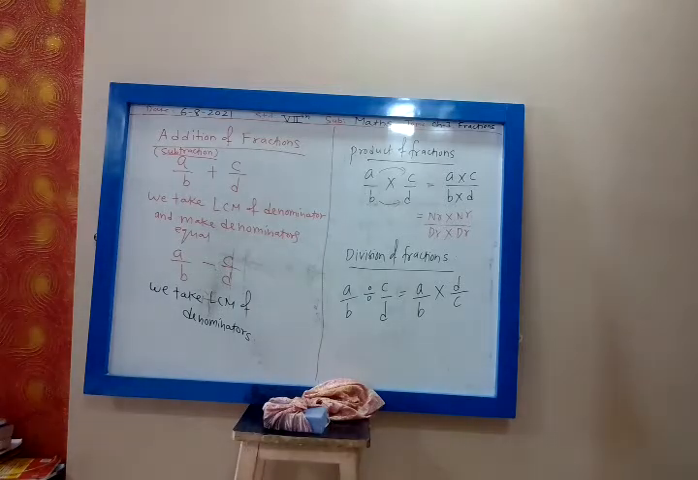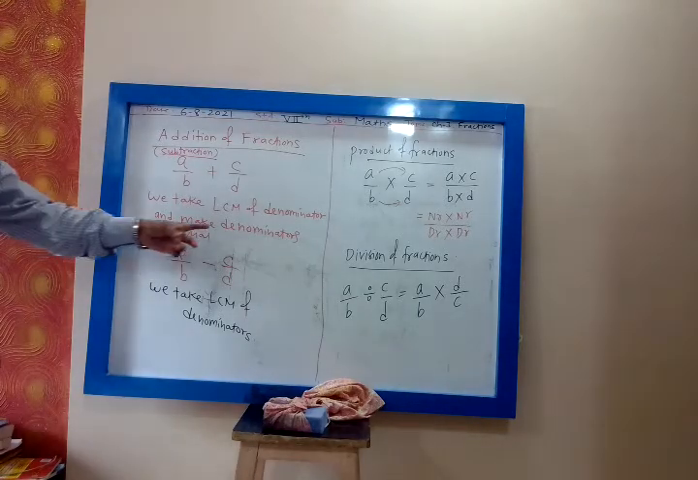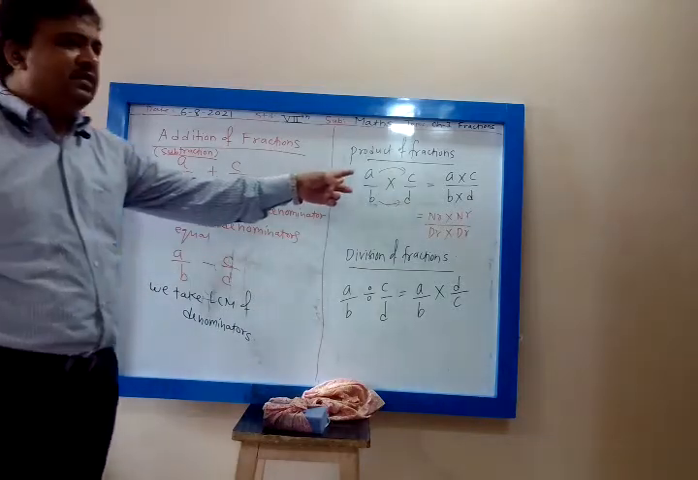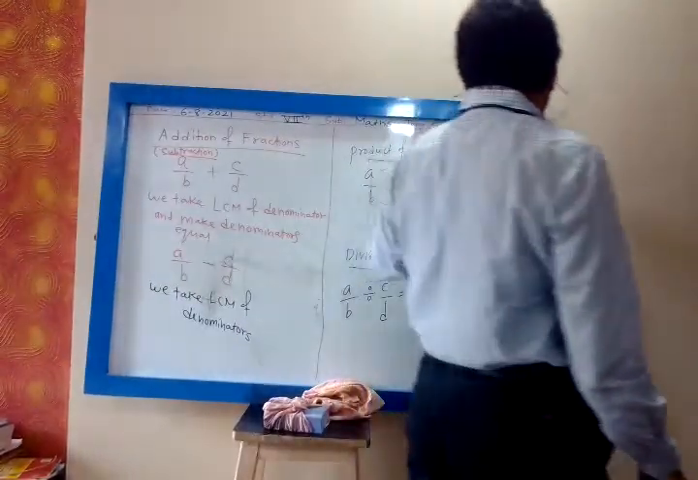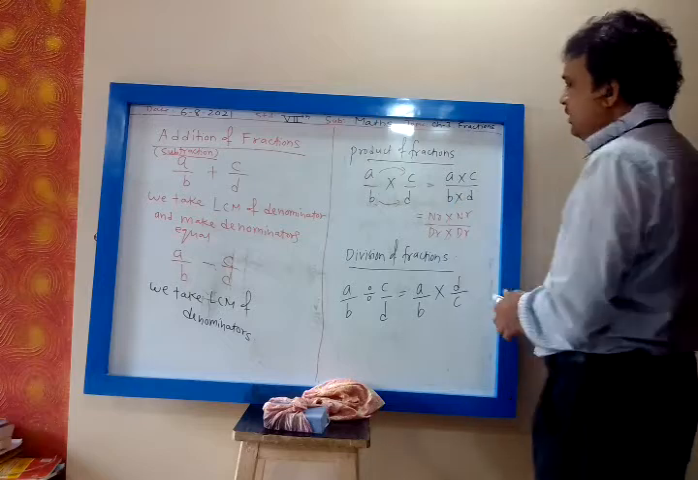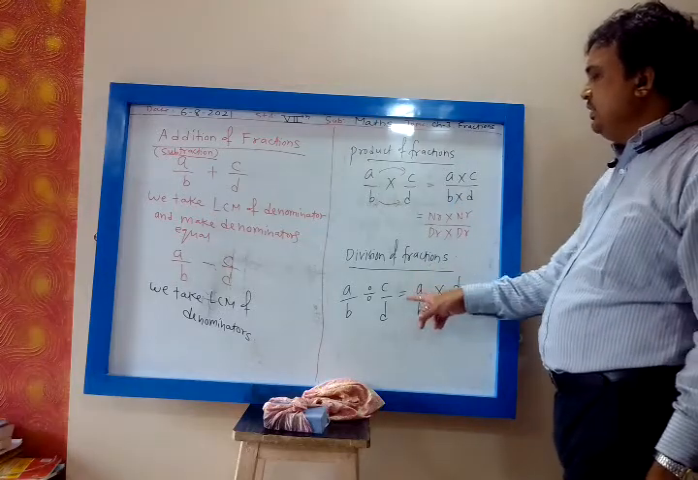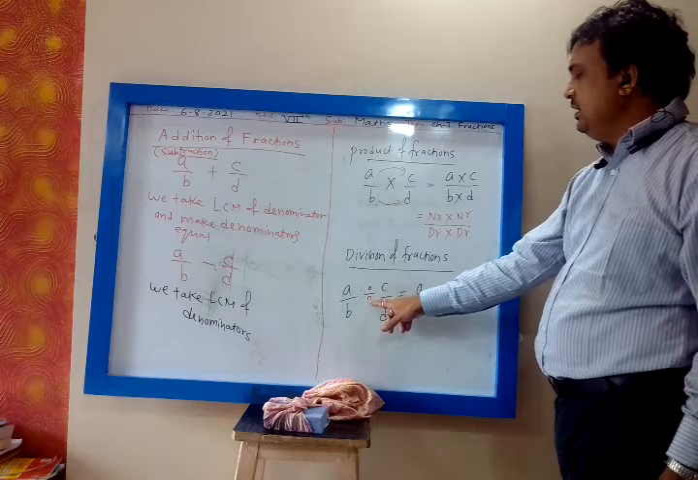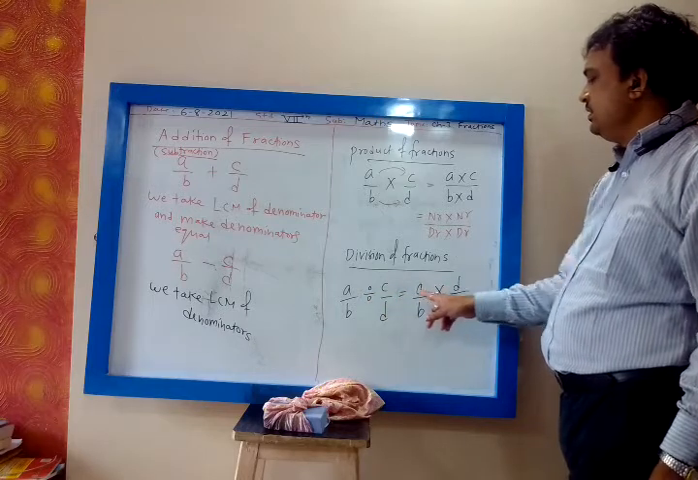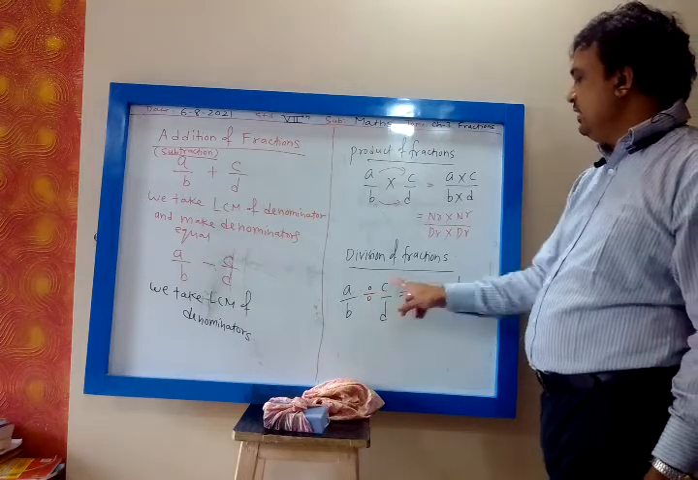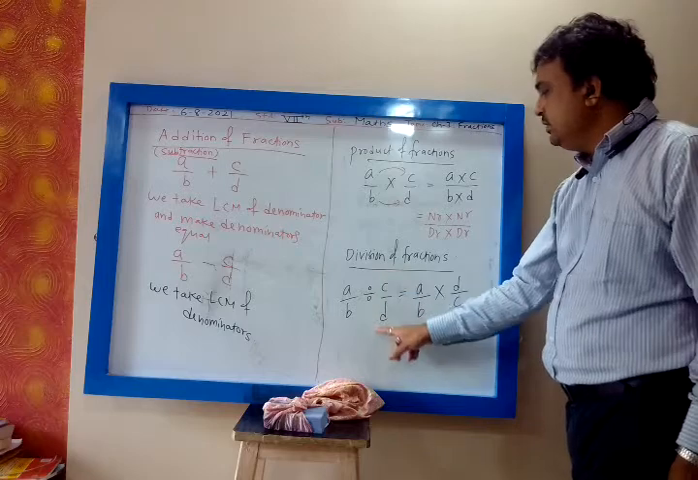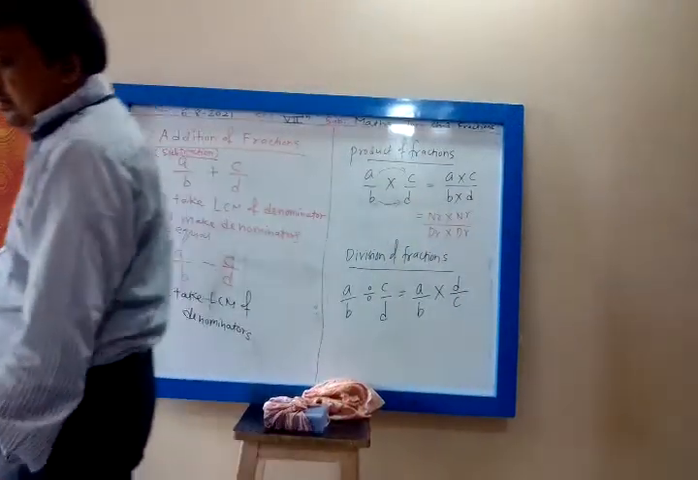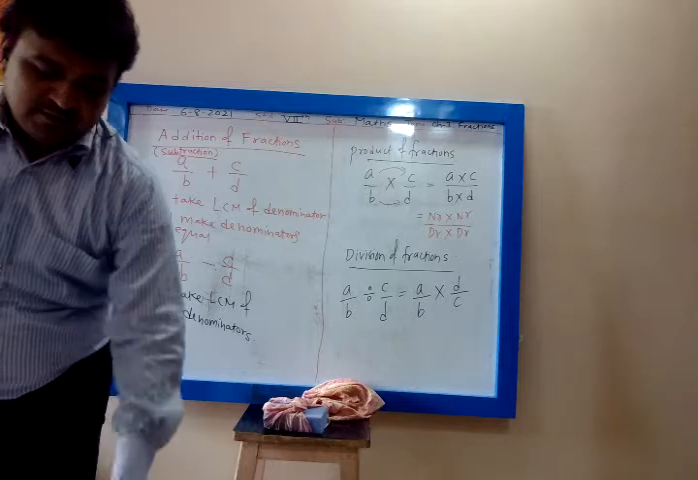For addition and subtraction of two fractions, we take LCM of denominator and make denominator equal. For multiplication of two fractions, we multiply numerator to numerator, denominator to denominator. For division of two fractions, we take reciprocal of the second and convert division into multiplication. So instead of division we write multiplication, but we have to take reciprocal of the second, not both.